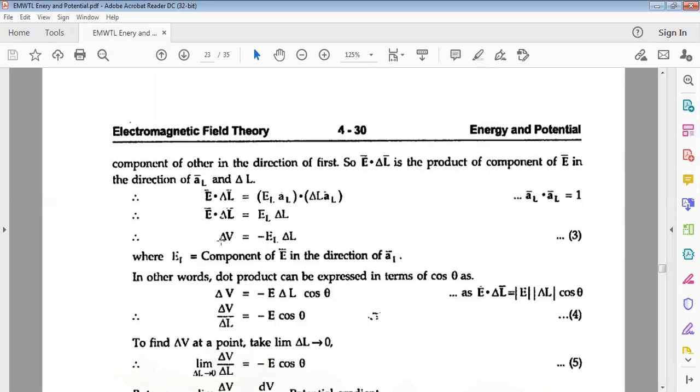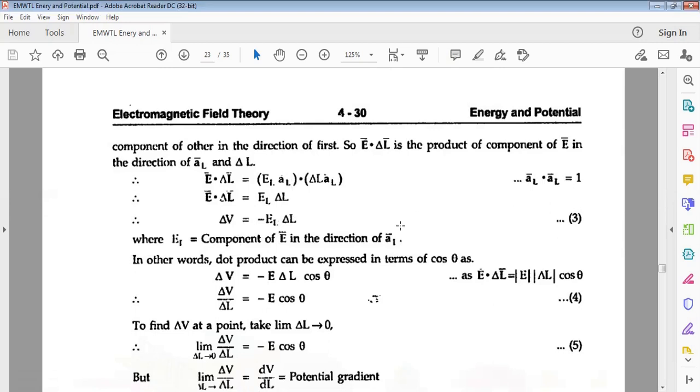Got it, participants? And delta V is equal to minus E_L delta L, where E_L is the component of E bar in the direction of delta L. So with angle theta, using the dot product, we can consider delta V is equal to minus E bar dot delta L bar. E bar has magnitude E, and delta L bar has magnitude delta L, and then cos theta, the dot product. We know the dot product of E bar dot delta L bar.